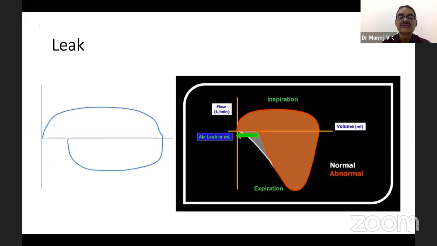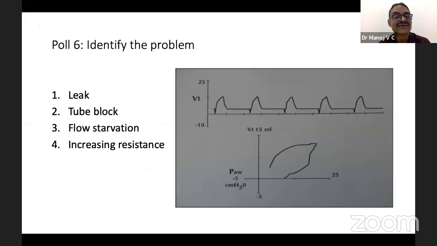In leak, what is going to happen is that the expiratory volume is not complete, so it is going to end here. The expiratory volume will end here. So this is the typical pattern that you get in leak. So that is it. You have learned almost everything in the basic concepts in pulmonary graphics.